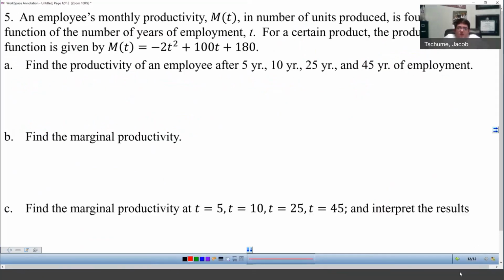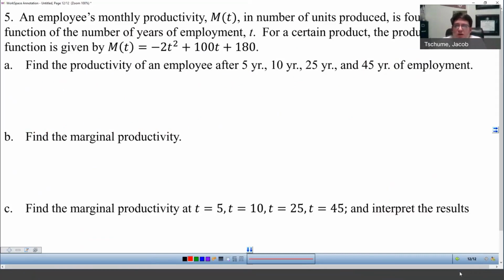All right, and last but not least, one more multi-part question, but I think we can get it all on one slide this time. Number 5, an employee's monthly productivity, which is M of T, in number of units produced, is found to be a function of the number of years of employment. This formula probably looks very familiar from section 3.4 when we did absolute max and min. We're going to use it again to do a different kind of problem.